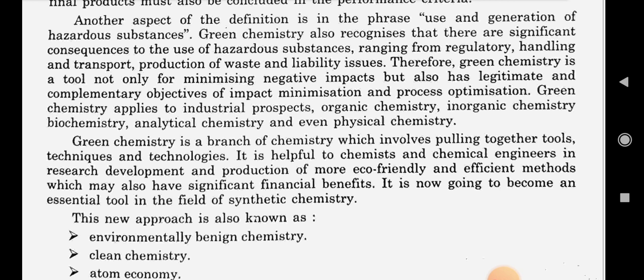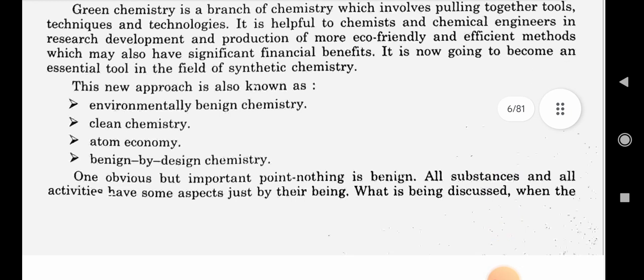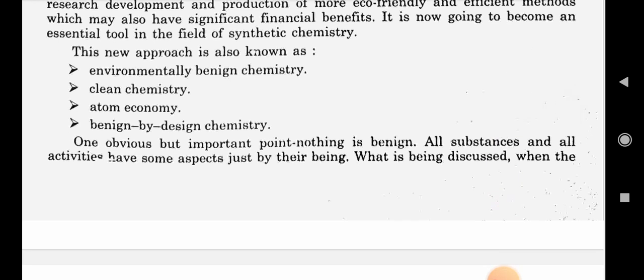It is helpful to chemists and chemical engineers in the research, development and production of more eco-friendly and efficient methods, which may also have significant financial benefits. It is now going to become an essential tool in the field of synthetic chemistry. This new approach is also known as environmentally benign chemistry, clean chemistry, atom economy, benign by design chemistry.